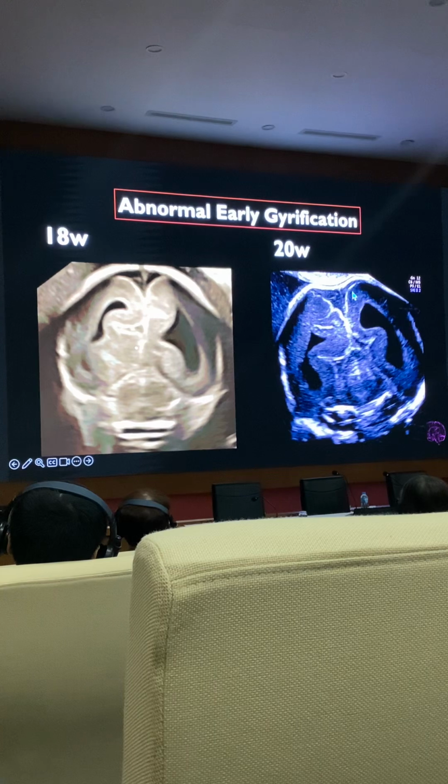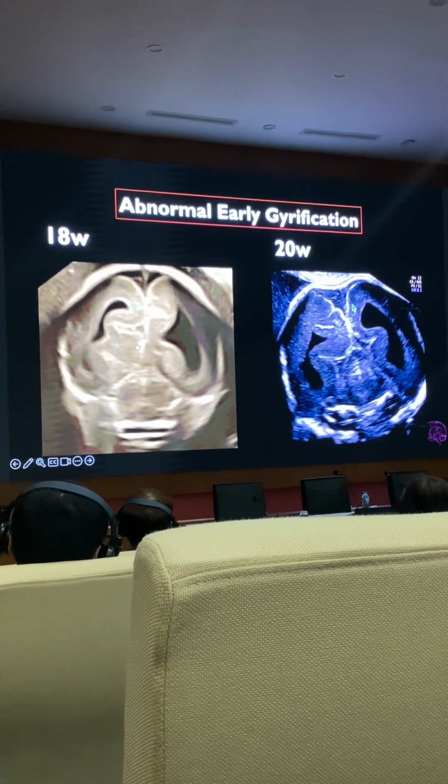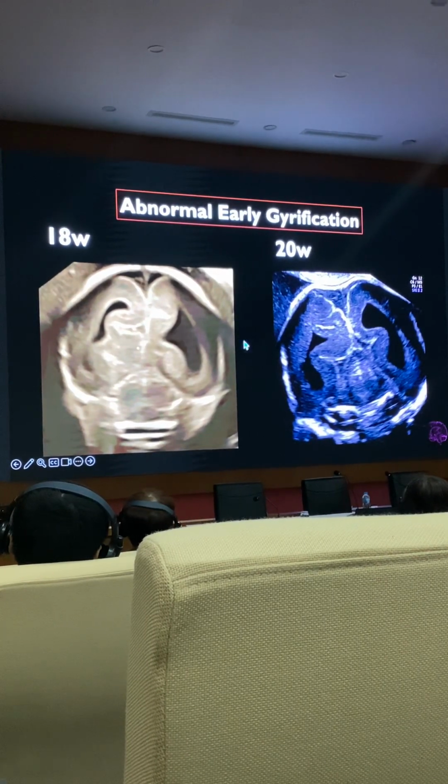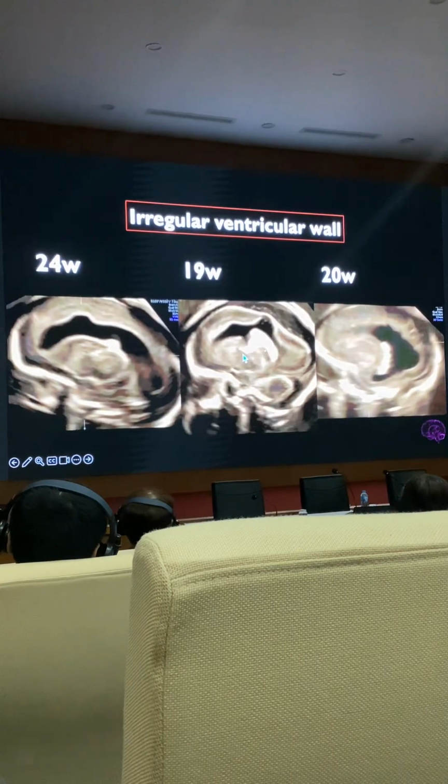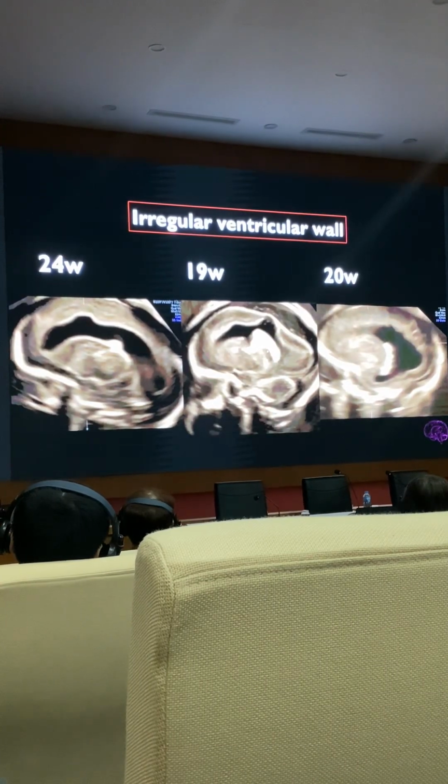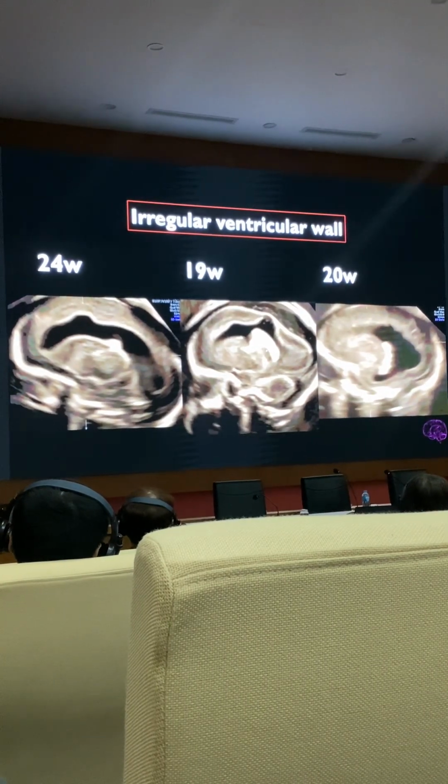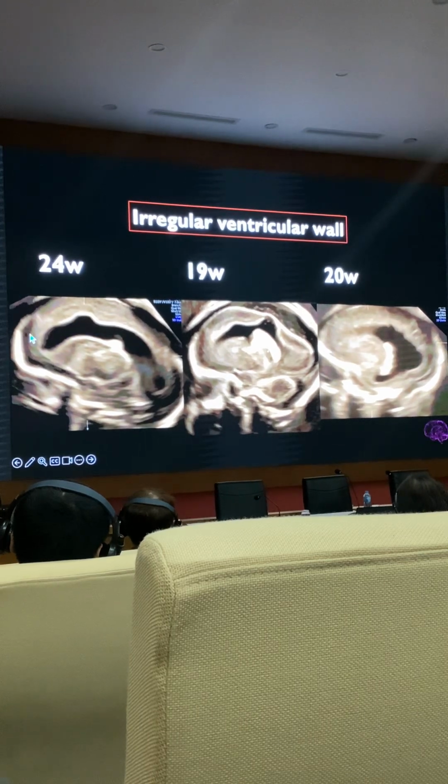But in this side, there's no. So this is quite abnormal. And that was the P10 abnormality. And this one is the irregular ventricle wall. This is 24 weeks of gestation.